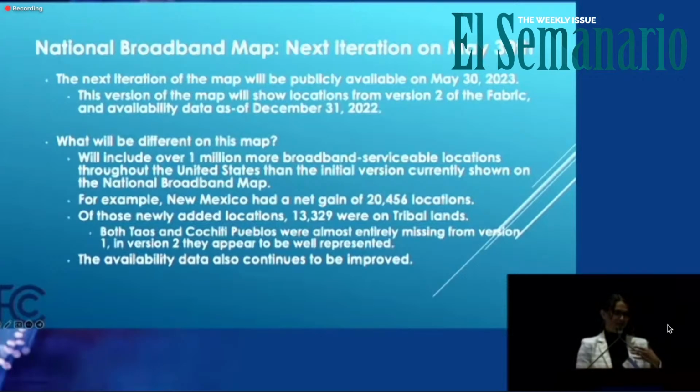At the same time, if we've misidentified a rock structure as a BSL or a building has been torn down, we want to capture those as well. Specifically in New Mexico, there was a net gain of about 20,456 locations. And of those new locations, about 13,000 were on tribal lands, which is a huge, vast improvement. At this point, I'll turn it over to Sairi, who's going to speak a bit more about tribal specific mapping.